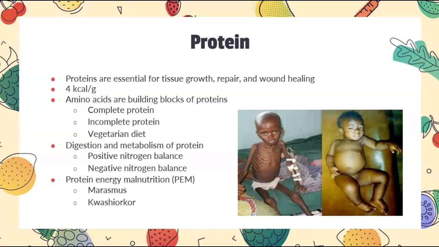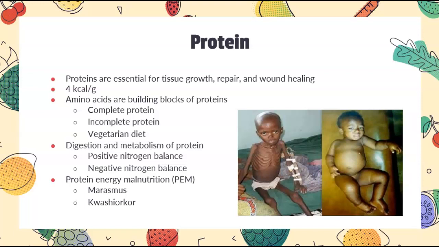When there is a lack of energy or protein intake, protein energy malnutrition, or PEM, can occur. It's common in children and adults in developing countries and can lead to stunted growth, impaired cognitive development, reduced mental and physical capacity, and lowered resistance to infections. There are two types we'll talk about, marasmus and kwashiorkor.